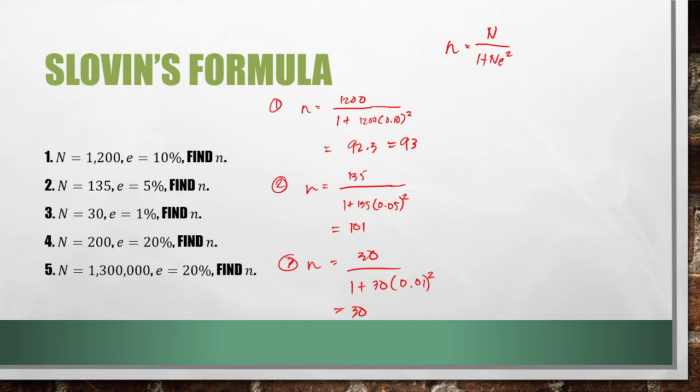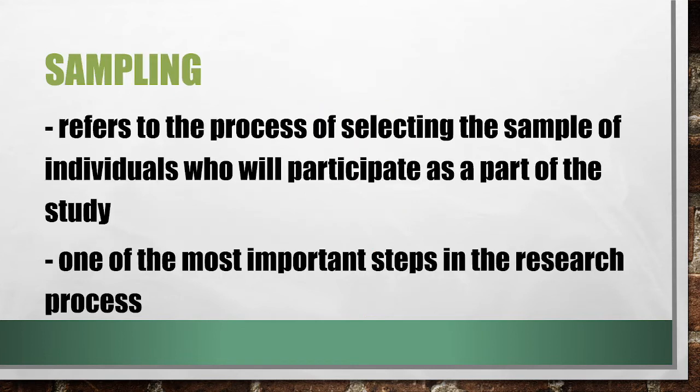But here, we haven't discussed how we would select the individuals themselves. So this is where sampling comes in, wherein sampling refers to the process of selecting the sample of individuals who will participate as part of the study. In the first part, we just determined the sample size. So for the first example, say we have 91 individuals out of the 1,200. In sampling, we will be discussing how we would select those 91 out of 1,200, because as of now, we just have their number, but we haven't discussed how we would select them.